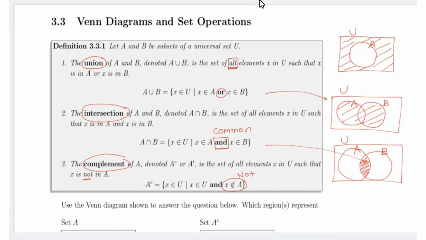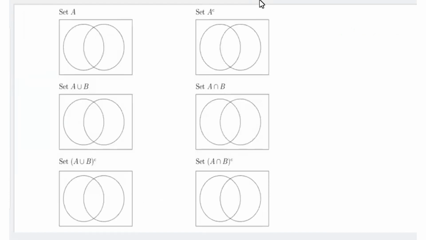All right, let me erase this and I want you to practice. The bottom half of the page is the definition, and the other half is all about the Venn diagram. Let's make it big on this Venn diagram. Assume the first circle is A and the second circle is B, and label each diagram like this.